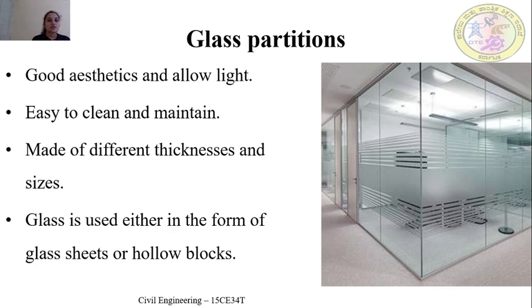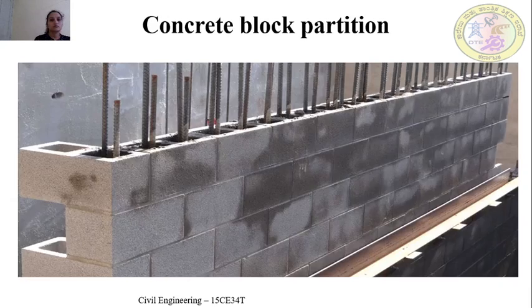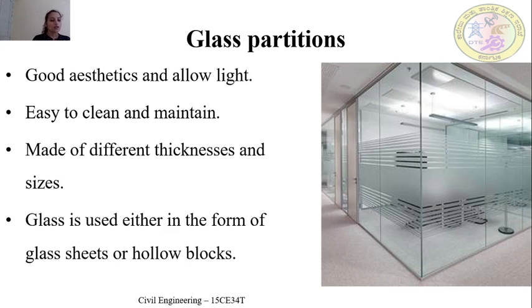So next is the glass partitions. Usually glass partitions provide good aesthetics, and they also allow light, and they are easy to clean and maintain. The one which you are seeing in this picture is a glass partition. It's an example of a glass partition wall. Glass is made in different thicknesses and sizes.